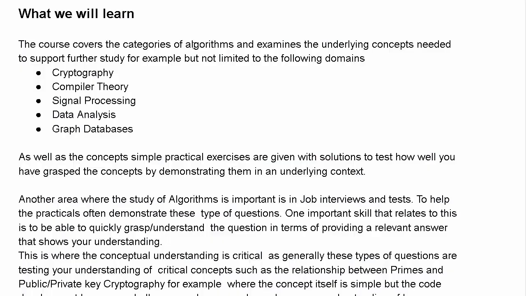When you study algorithms, you find they are broken down into categories, and the categories relate to the function, but they also relate to the domains of computer science that use these algorithms. For example, signal processing. There are classes of algorithms that we think of as being signal processing algorithms. There are algorithms that support compiler theory, cryptography, data analysis, algorithms that work with specific data structures like graphs that are becoming very important with the emergence of graph databases.